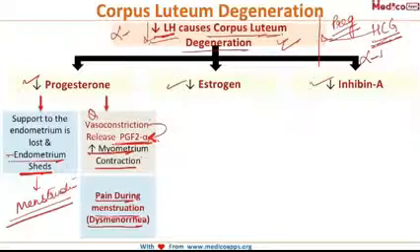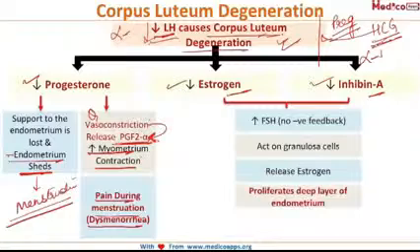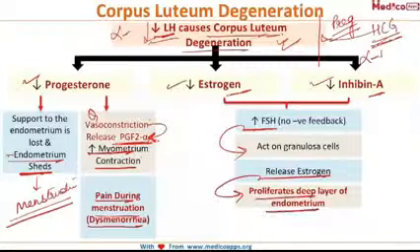Again, an important question. Now, subsequent to the decrease in the estrogen and the inhibin values, the negative feedback action on the FSH is lost, and thereby there will be increase in the FSH values, and this FSH will again act on the granulosa cells, leading to the release of estrogen, and subsequently proliferation of the deep layer of the endometrium starts. So after menstruation, you see here the proliferation of the endometrium has again started.